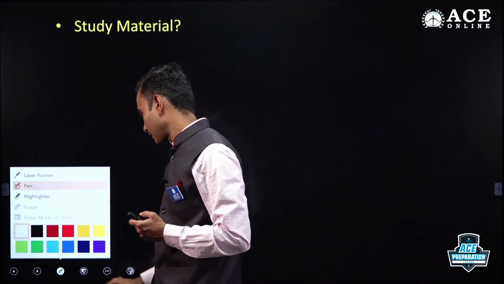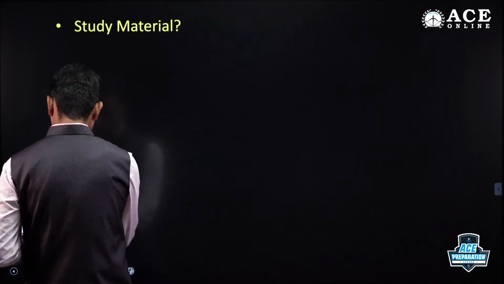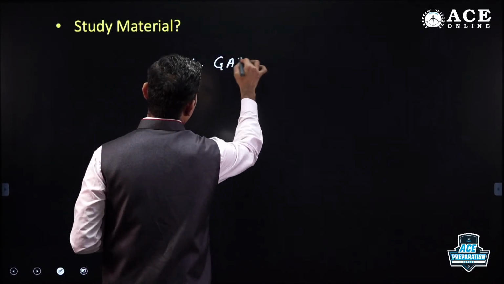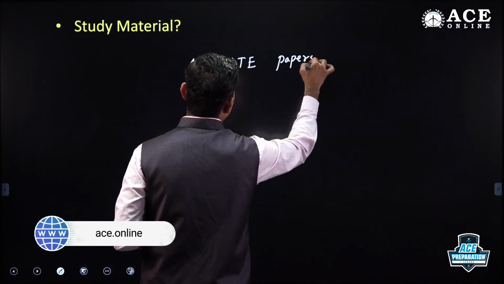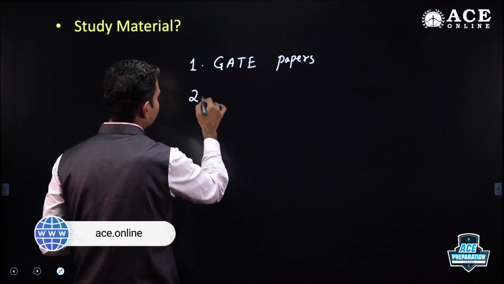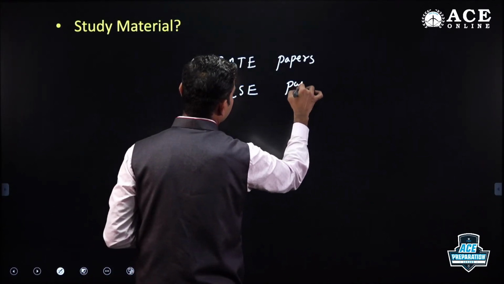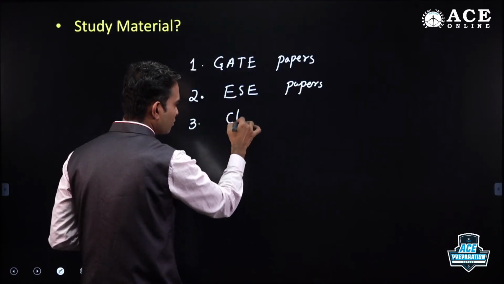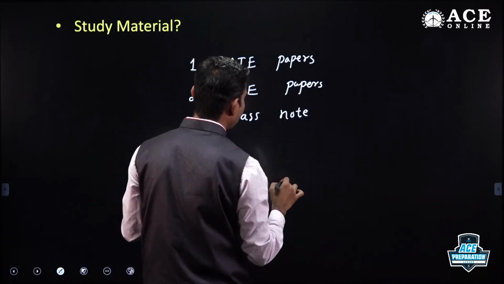Next, study material. Which study material you should have? So first, you should have previous GATE papers. Then you should have previous ESE papers. Then you should have coaching class notes, because these will be to the point and relevant.